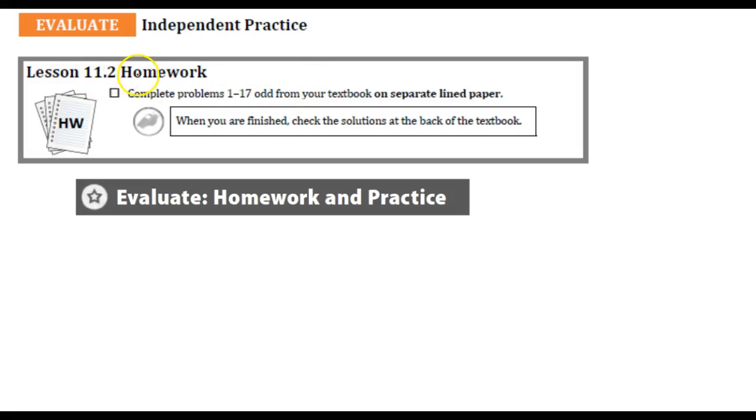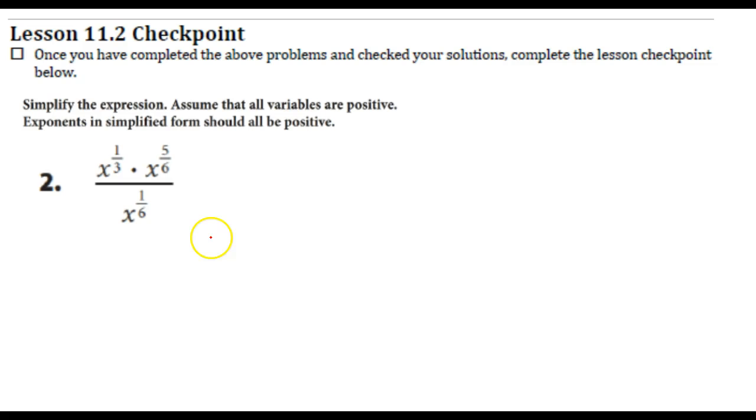Alright, so we're back to review the homework. Just make sure you're doing that out of the textbook. That's numbers 1, 3, 5, 7, 9, 11, and 13, 15, and 17. So that's 9 problems total from your textbook. We're going to review some of the checkpoints before finishing off 11.2.